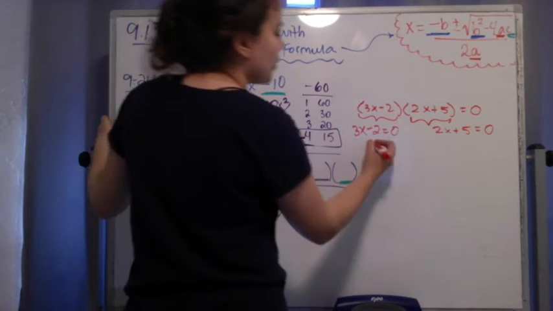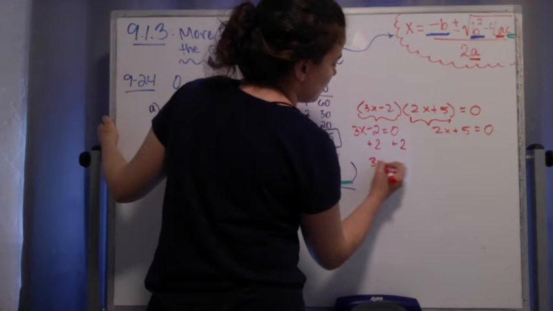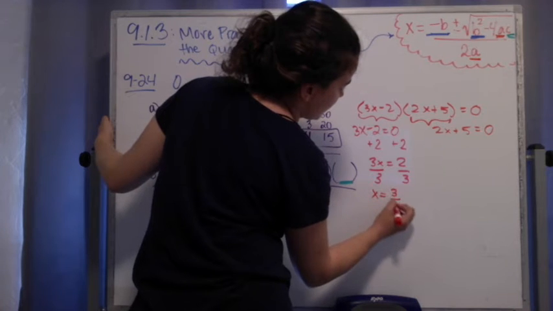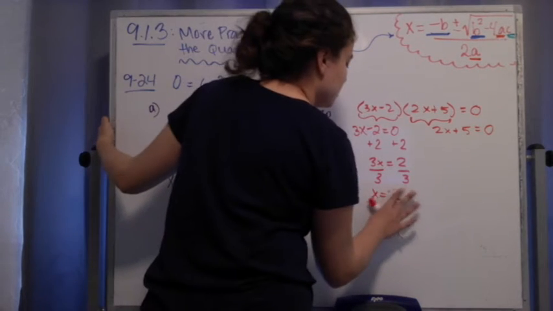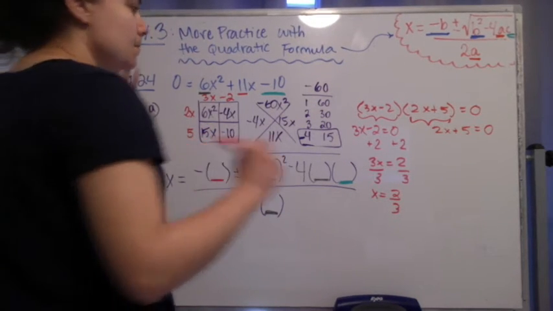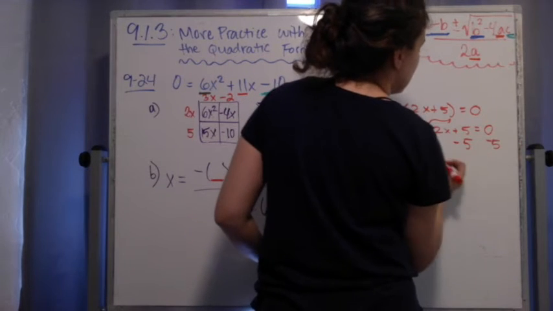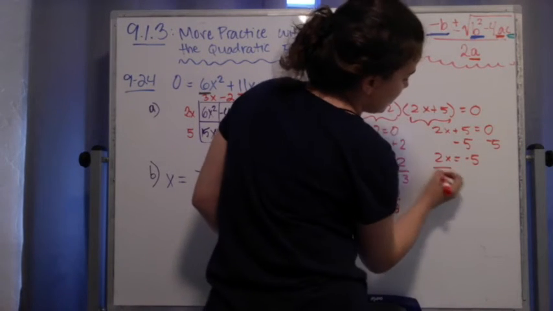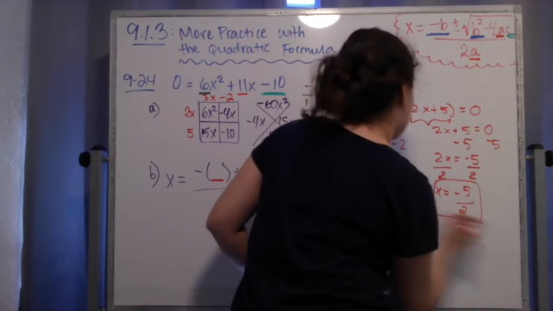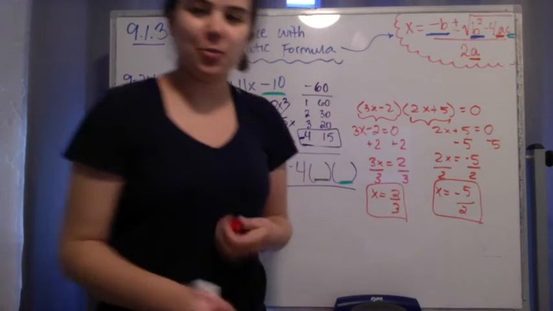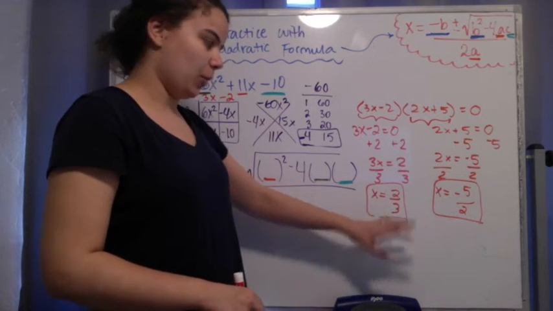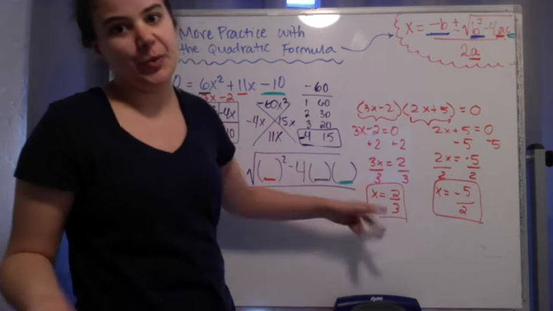So we can add 2 on both sides. We can divide by 3 on both sides. We get x is equal to 2 over 3. Here we subtract 5 on both sides, so 2x equals negative 5. Divide by 2, divide by 2, x equals negative 5 over 2. Note that fractions are usually preferable. If you wrote 0.6 repeating, that's okay, but I don't know why you'd go through the extra effort if you can just see that this is 2 over 3. You can leave it like that.